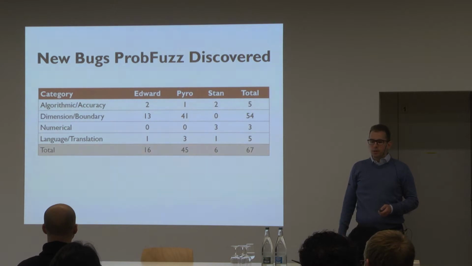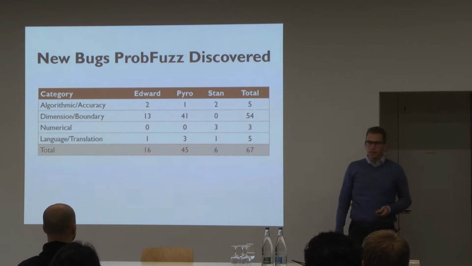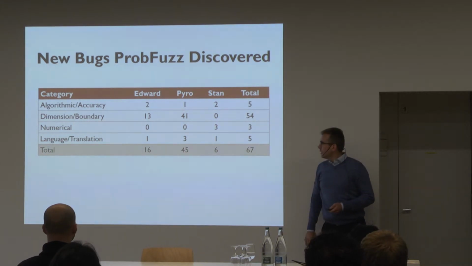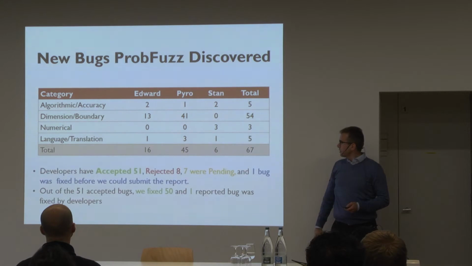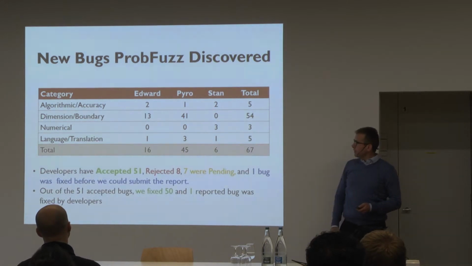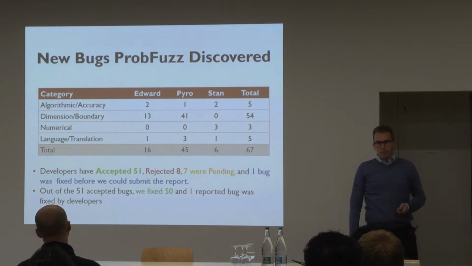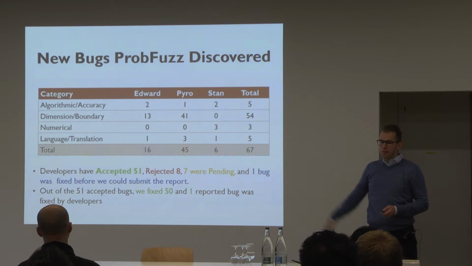So this is our experience of finding new bugs. It turns out we found bugs in every system, and the total number of bugs we found is about 67. We sent issues and messages to the developers. Developers accepted 51 of them, rejected 8, 7 were still pending, and 1 bug was fixed in parallel as we were running these experiments, so nothing to report.